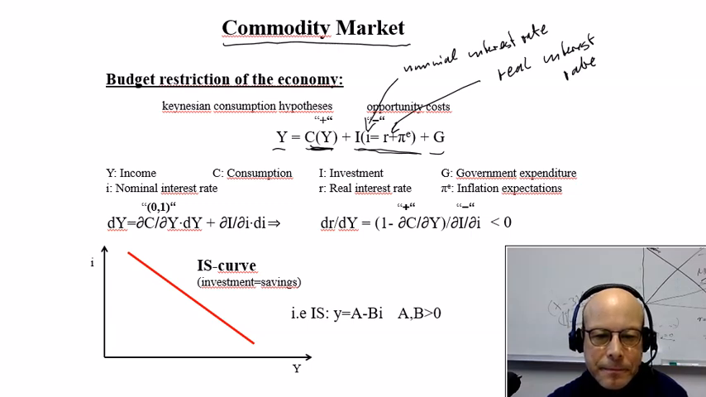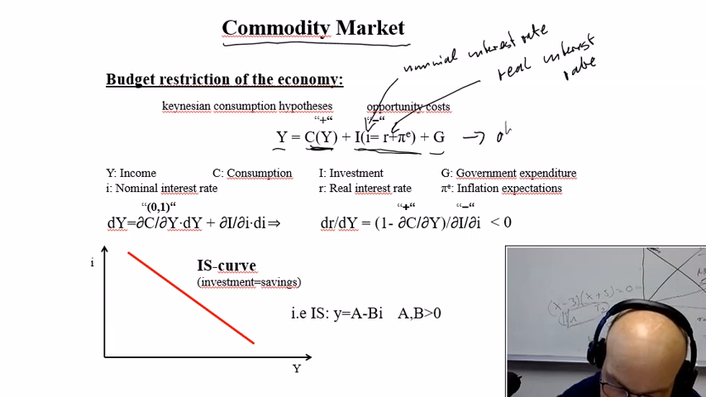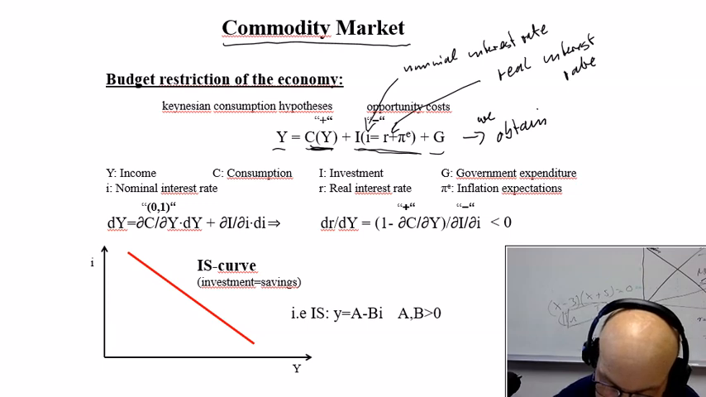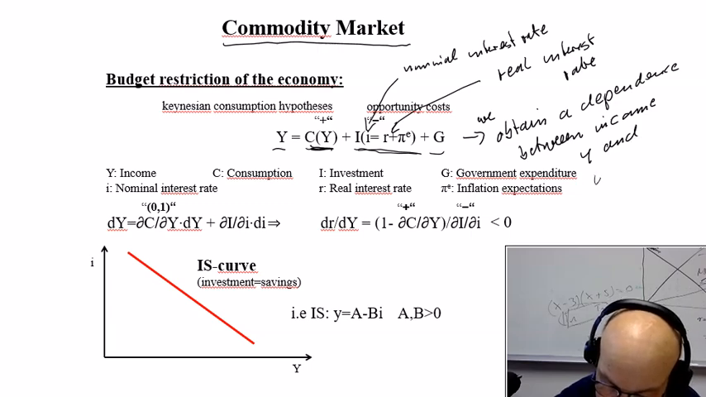Yeah, and if we take this together, then we obtain from this a dependence between income Y and interest rates I.